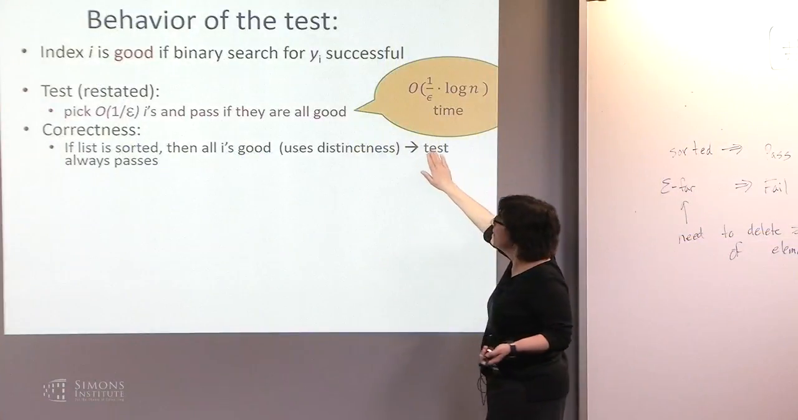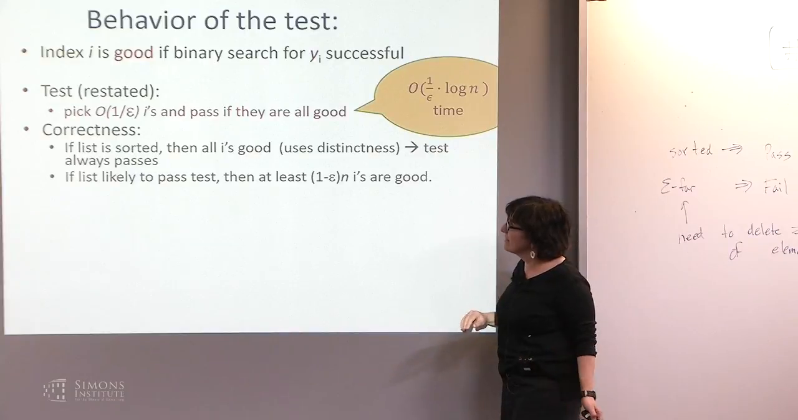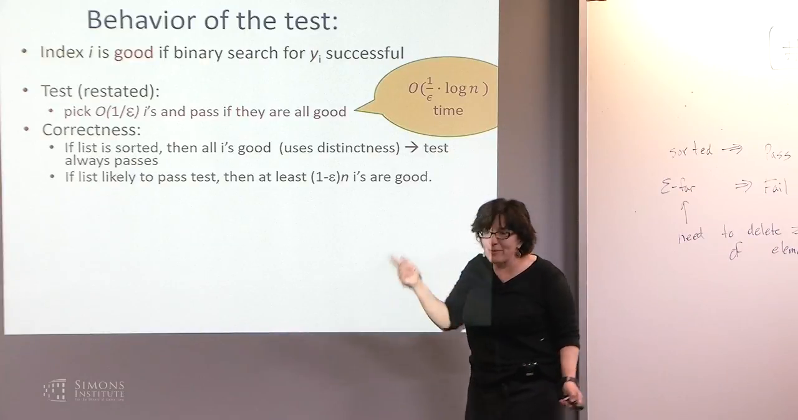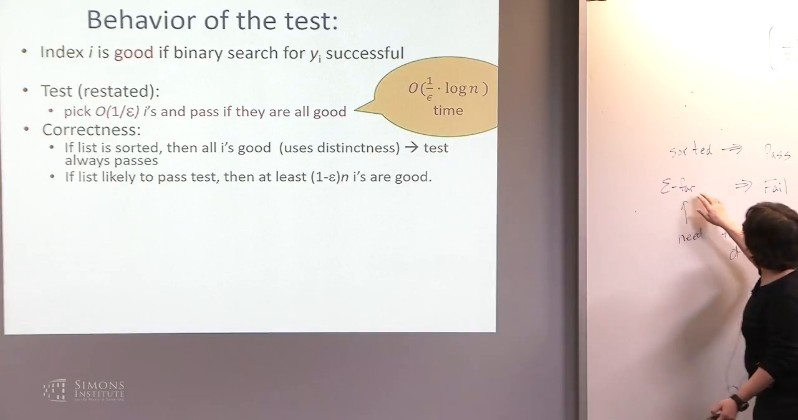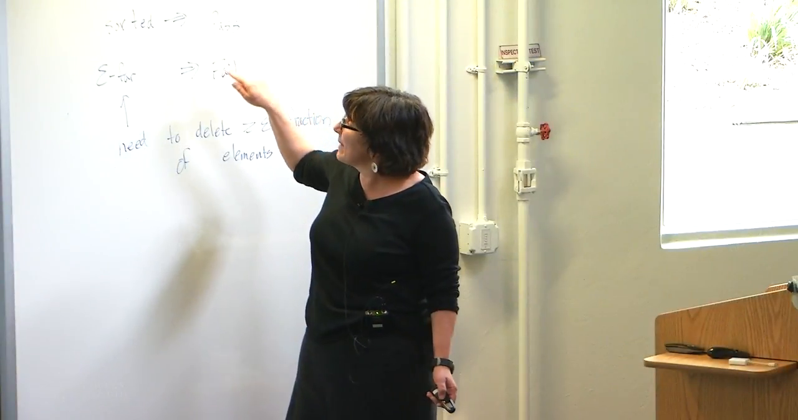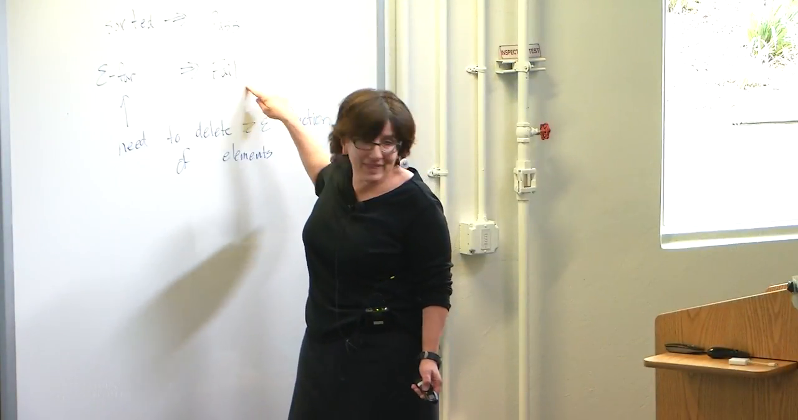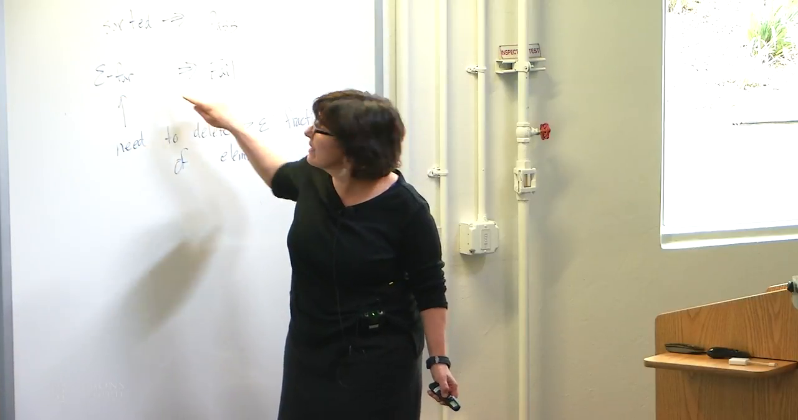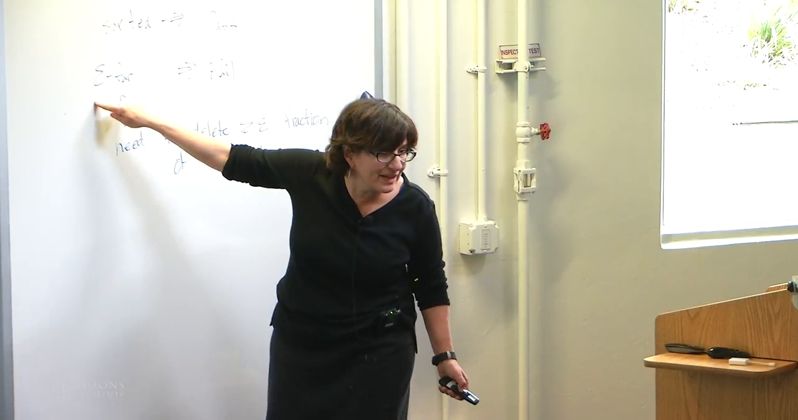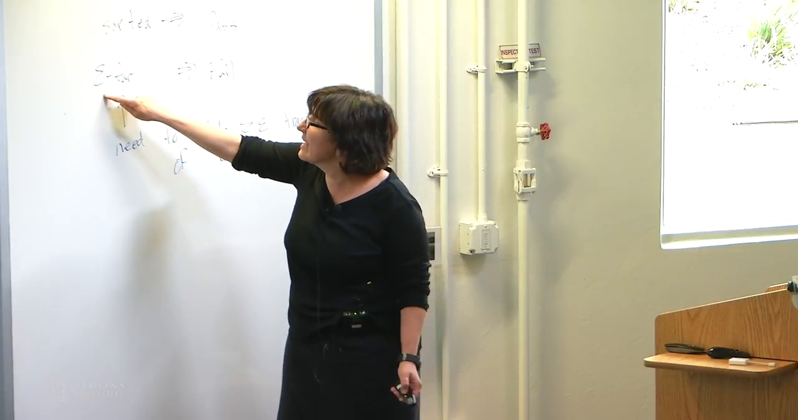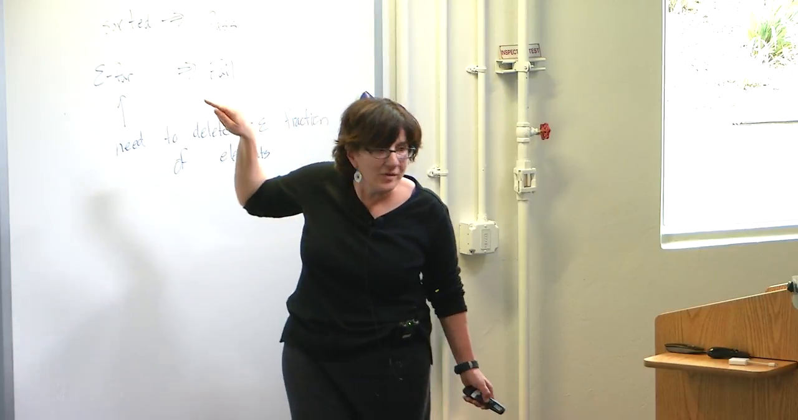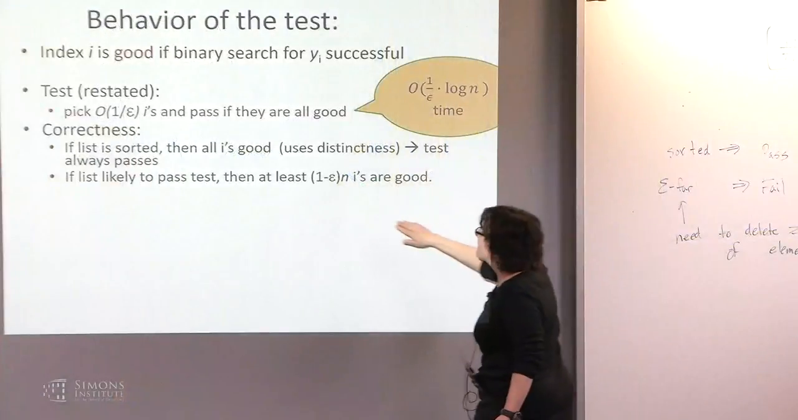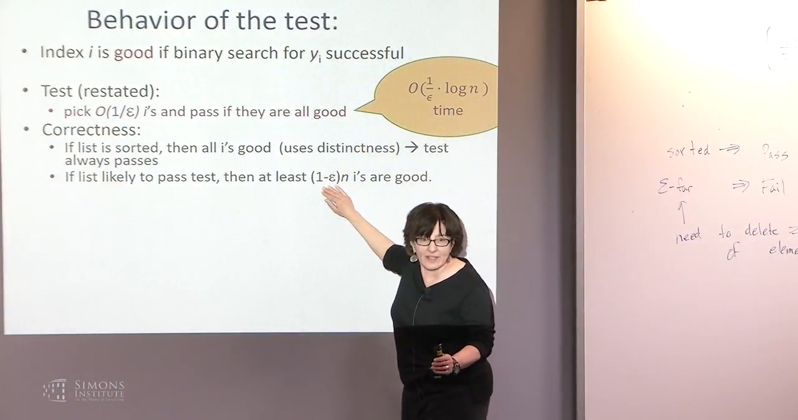So I don't know about that. But if you're distinct, the test always passes. Remember what we're doing now: if the list is likely to pass, I want to show it's epsilon close. That's equivalent to saying that if it's epsilon far, then we're going to fail. So if it's likely to pass, then what's the first thing?